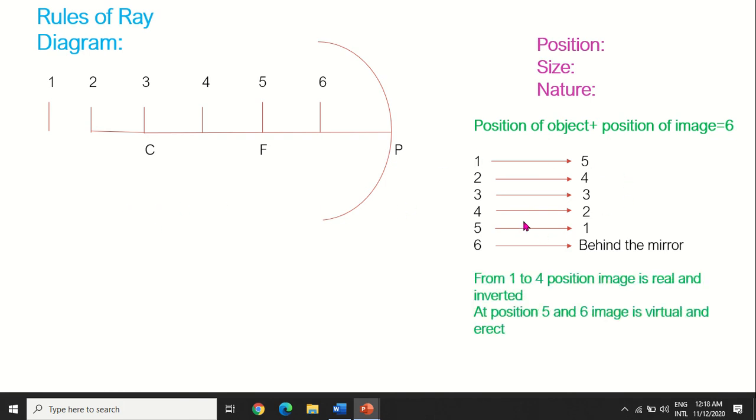Here, you have to remember from position 1 to 4, the image will be real and inverted. If the image is real, then it must be inverted. And if the image is virtual, then it must be erect. So from position 1 to 4, the image is real and inverted. And at position 5 and 6, the image is virtual and erect. That means straight.